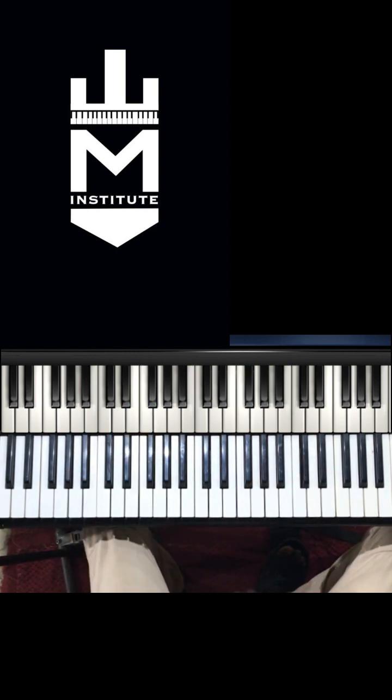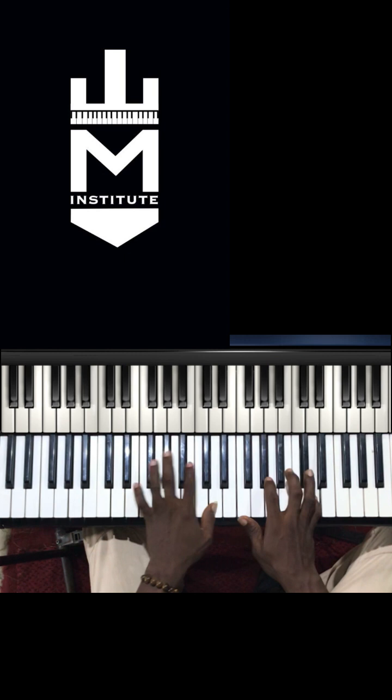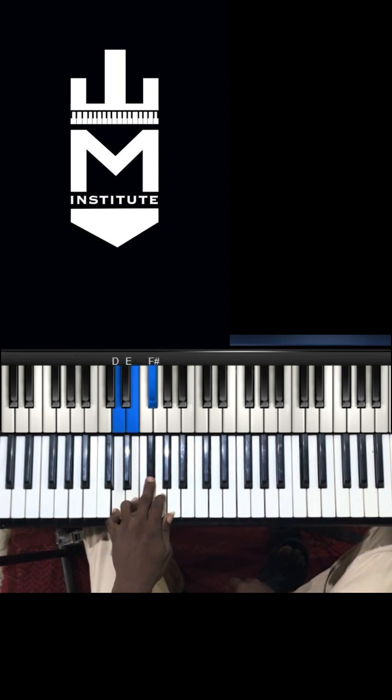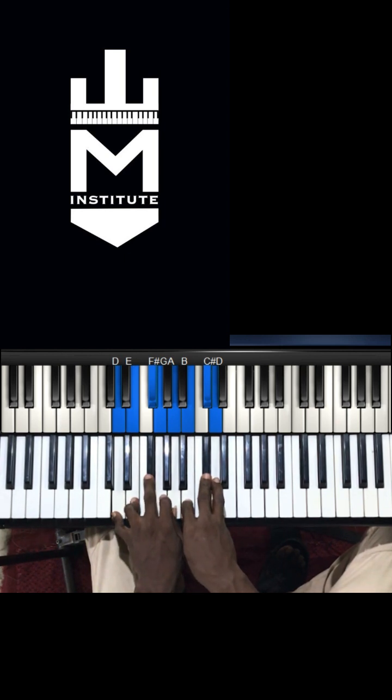But let's see something. I'm going to play my major scale on the key of D right now. I'm just going to hold every note down. Now in between these notes, starting from here to this last note I'm holding, if you look very well, you will still see 5 notes that are not colored, meaning I'm not playing them. So these notes are my accidentals on the key of D.